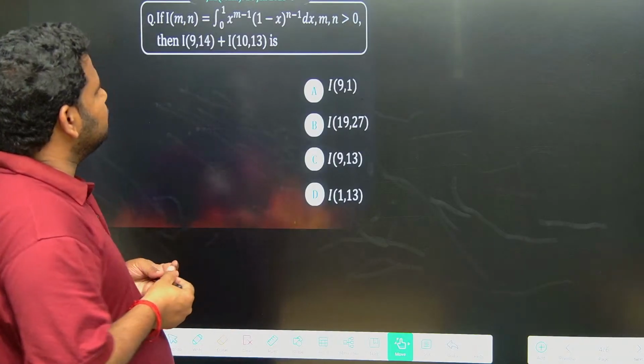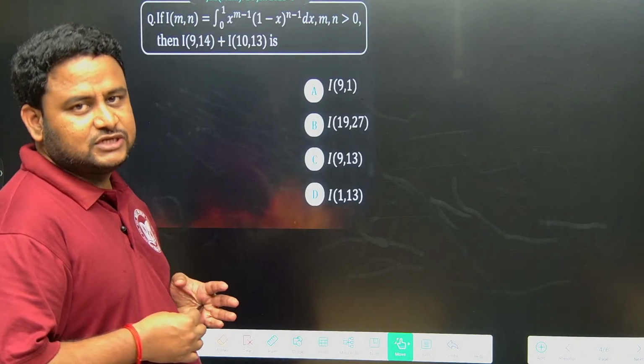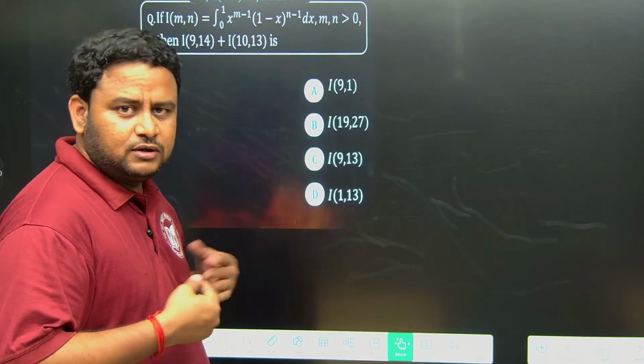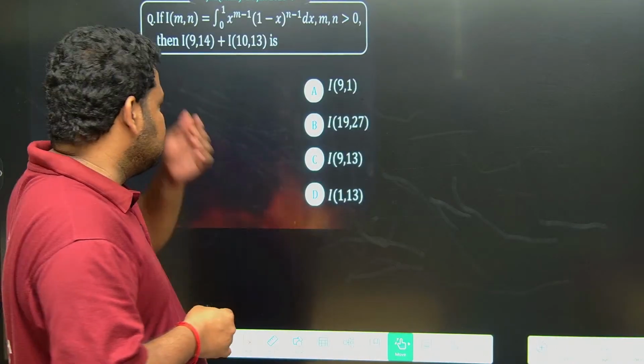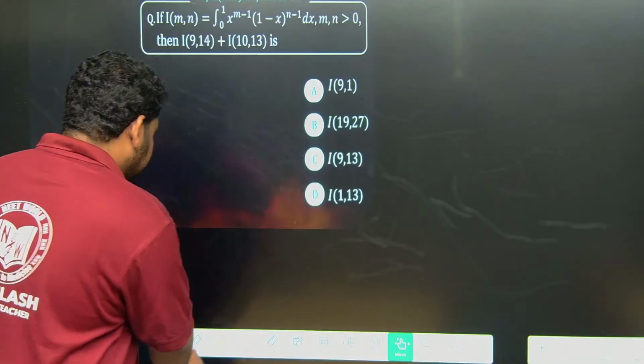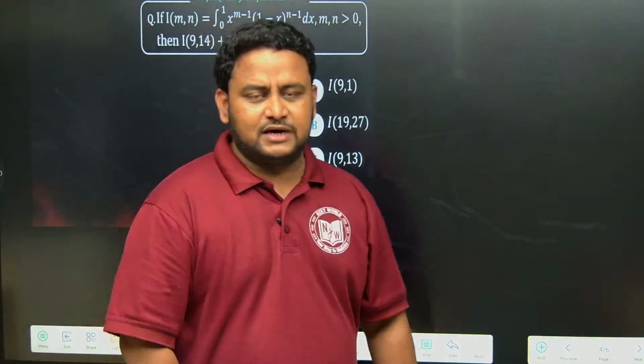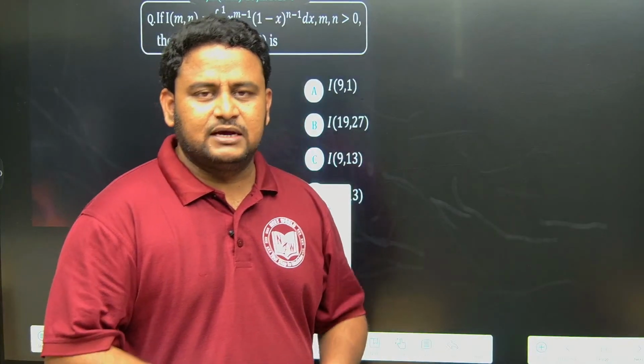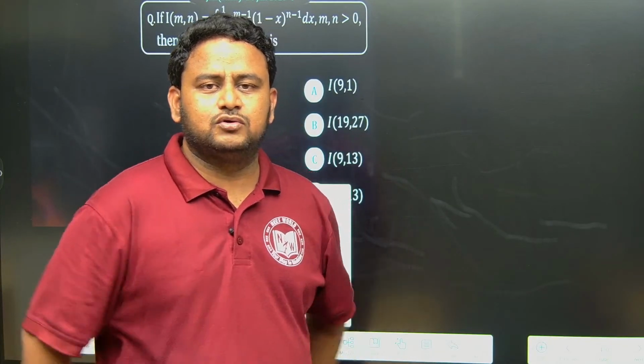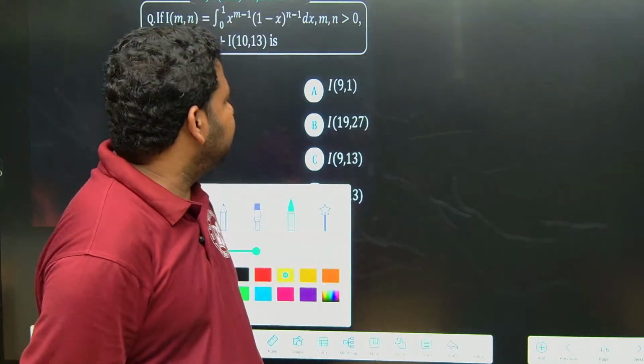Looking at this, you may think that there is some formula for this. Actually, there is no formula, and I don't want you to mug up any formula for such questions. You know that while I told you about integration by trigonometric substitution, if 1 minus x square or a square minus x square comes, I told you to use x is equal to a sin theta. Here also we can try that.